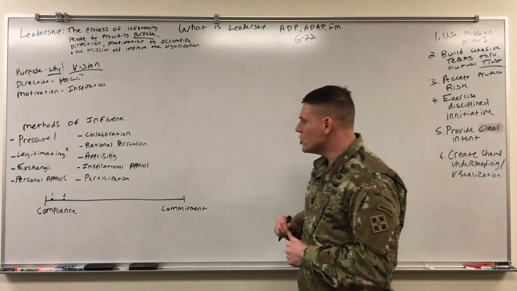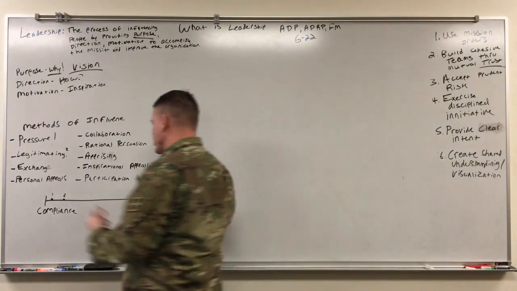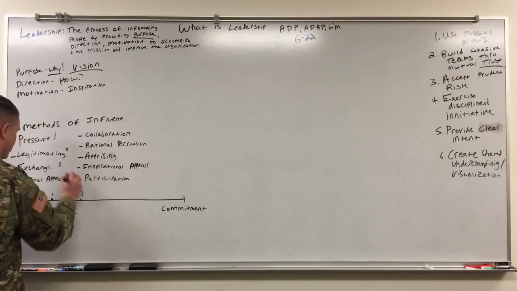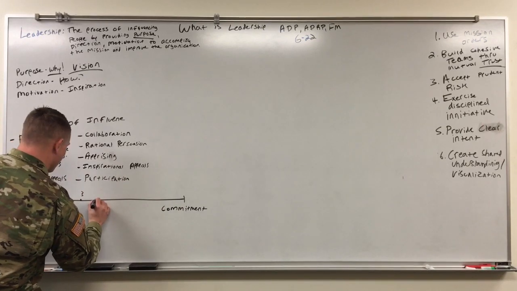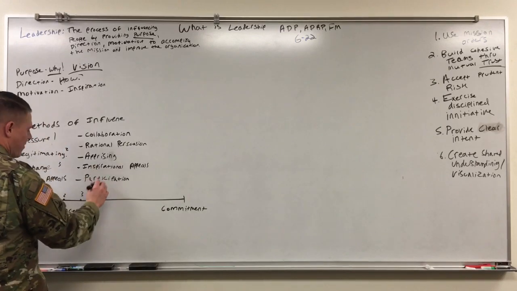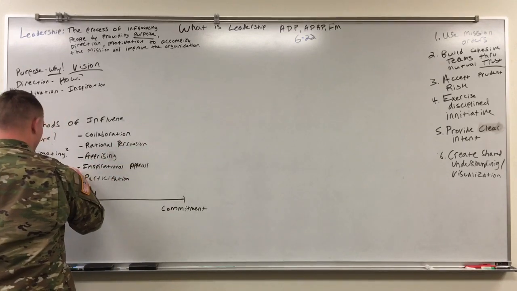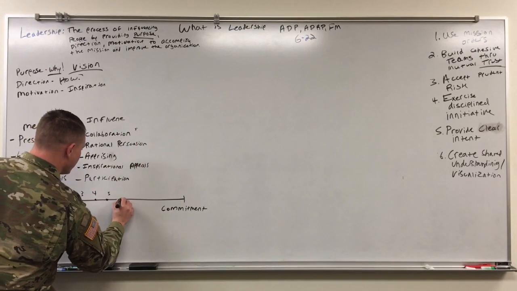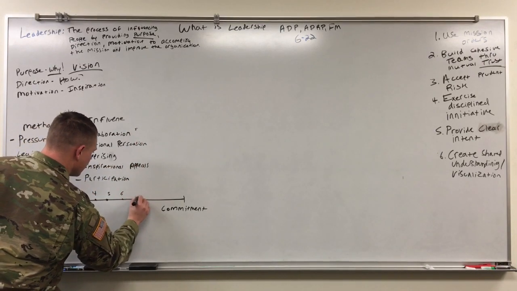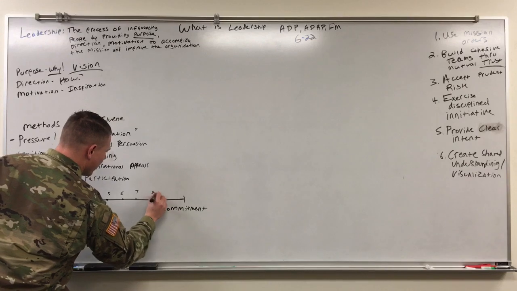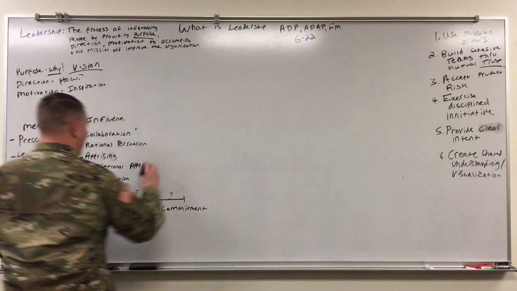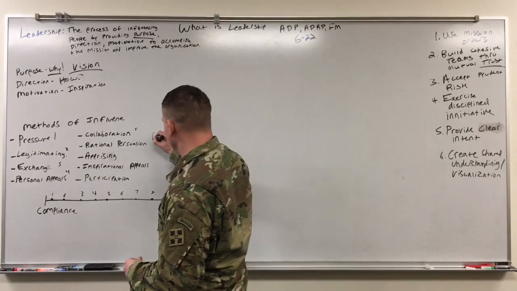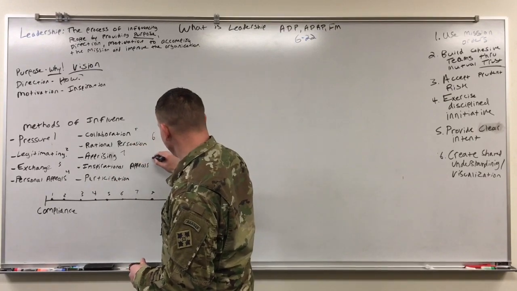Okay. So we'll just throw them all up here, right? We'll put 3 for exchange, and maybe personal appeals is somewhere in here. And again, these are windows. They're not necessarily dots. So 5, 6, 7, 8, and 9. All right, so all these methods of influence fall somewhere on this spectrum.